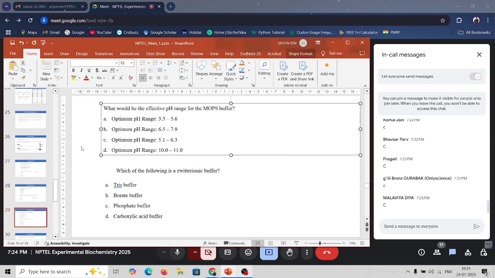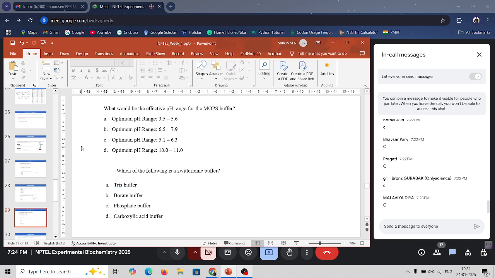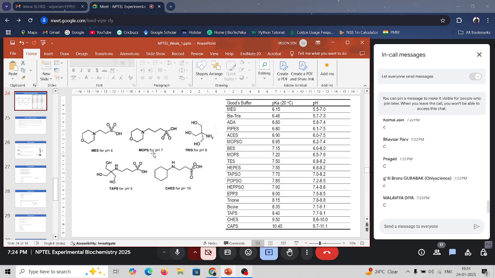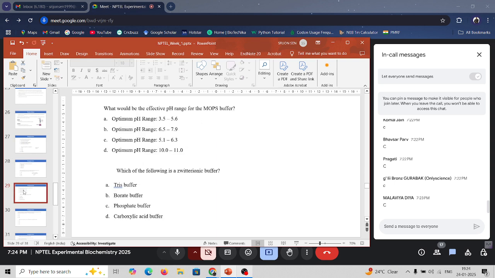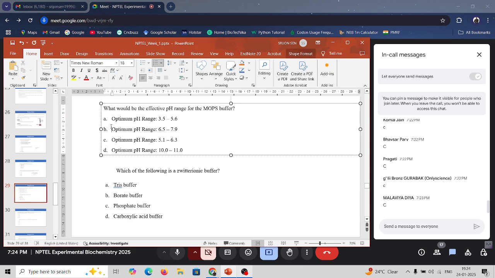What would be the effective pH range for MOPS buffer? This is something that you have to keep in mind. So let us see where we spoke of MOPS buffer. MOPS buffer has a pH of 7, and if we check over here for MOPS, it has a pH range of 6.5 to 7.9. So option B will be correct.